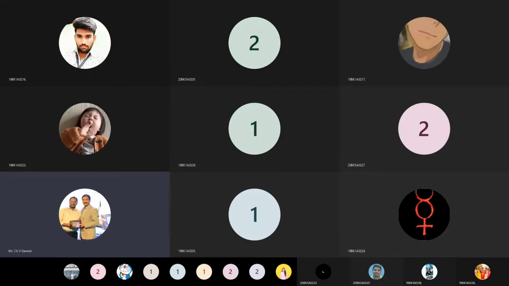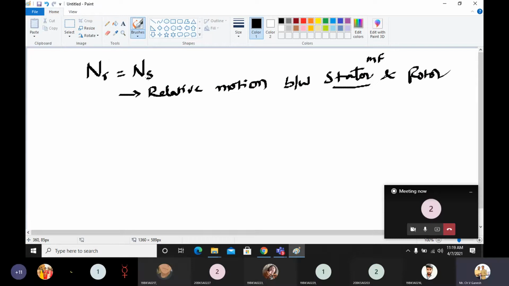If the rotor speed is equal to synchronous speed, then what will happen? There is no relative motion between the stator magnetic field as well as the rotor. If there is no relative motion between these two, then what will happen? No EMF will be induced in the rotor.